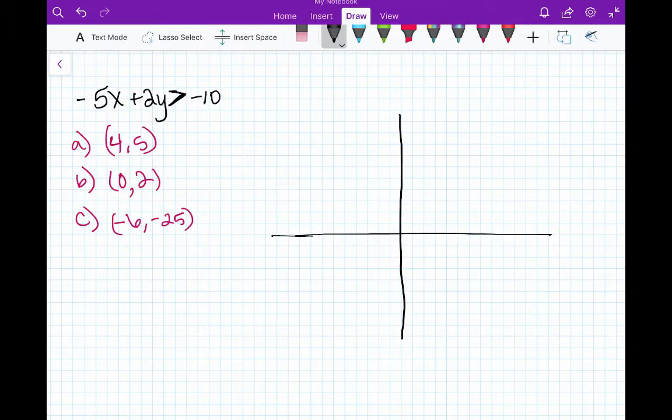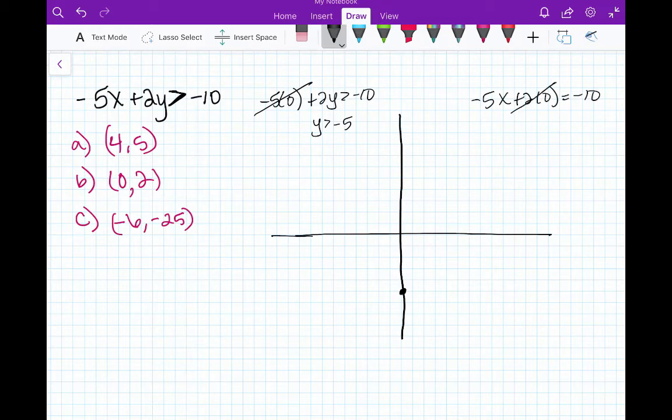We're going to graph this line using the intercepts because it is in standard form. So negative 5 times 0 plus 2y is greater than negative 10. This cancels, so y is going to be negative 5. The inequality says greater than, but remember, we're just graphing the boundary line. So the y-intercept of the boundary line will be negative 5, which is right here. Now we find the x-intercept by plugging in a 0 for y: negative 5x plus 2 times 0 equals negative 10. We divide by negative 5, so x equals 2, which would be right here.